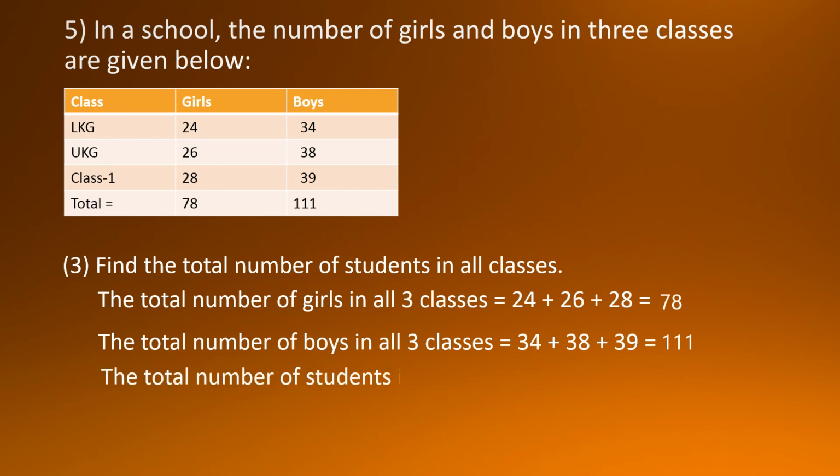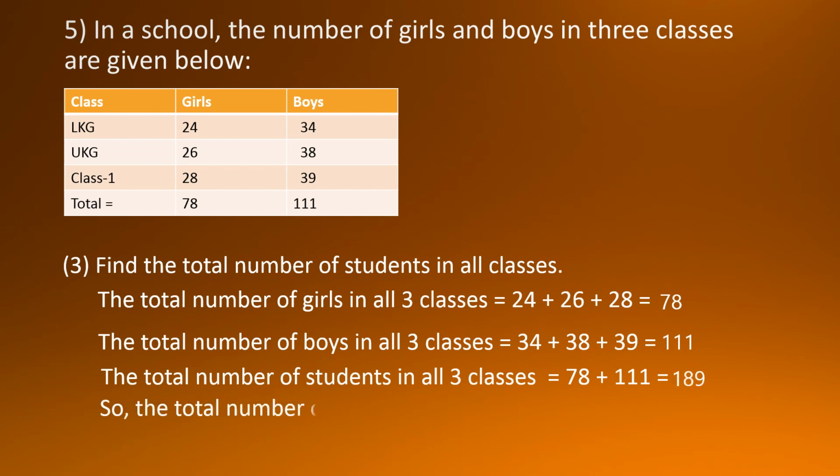And the total number of students in all 3 classes is equal to 78 plus 111. Now do the addition. We get 189. So the total number of students in all 3 classes is 189.